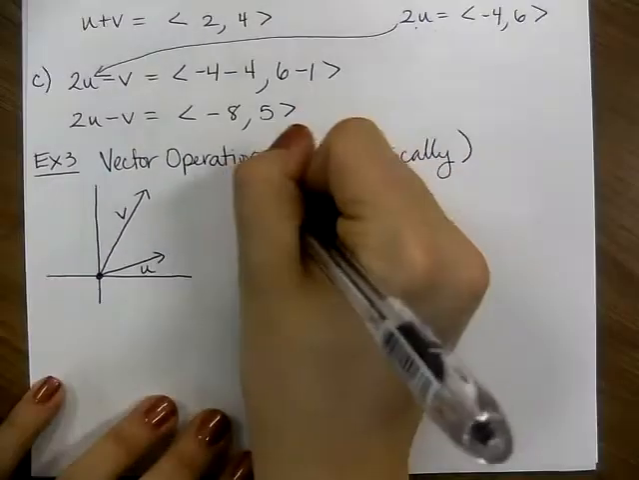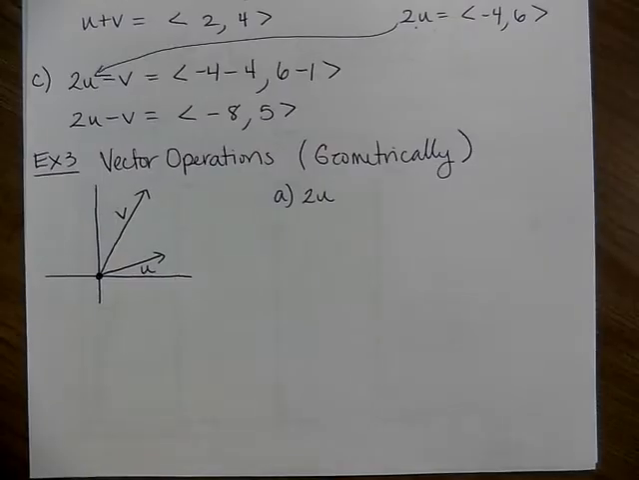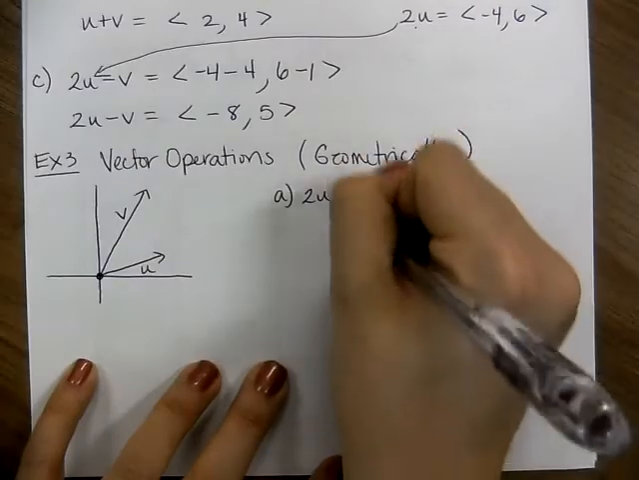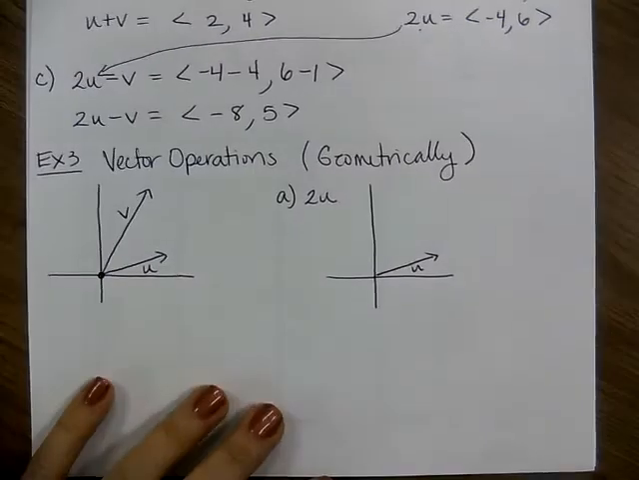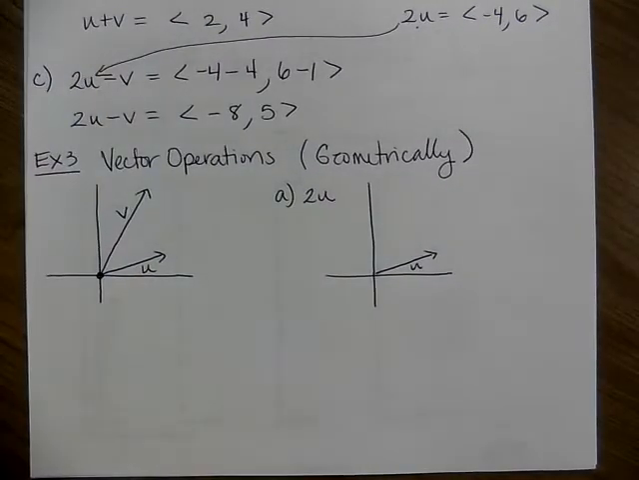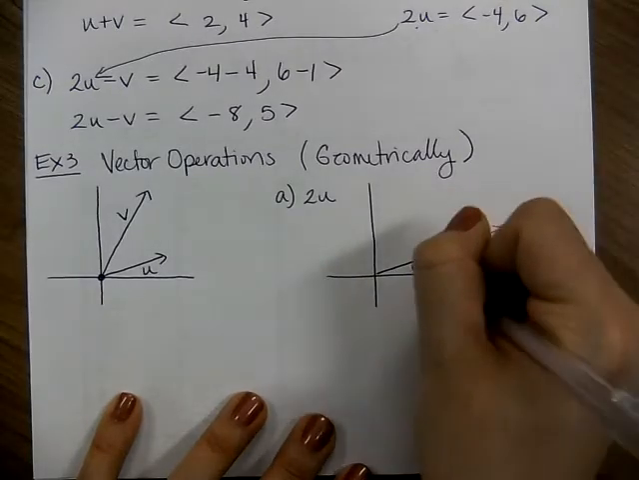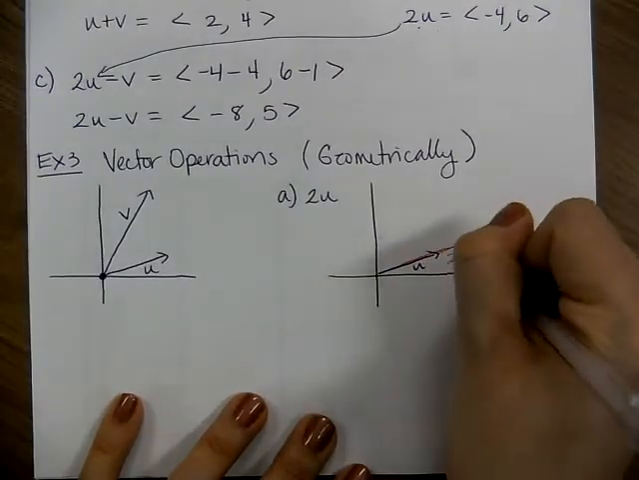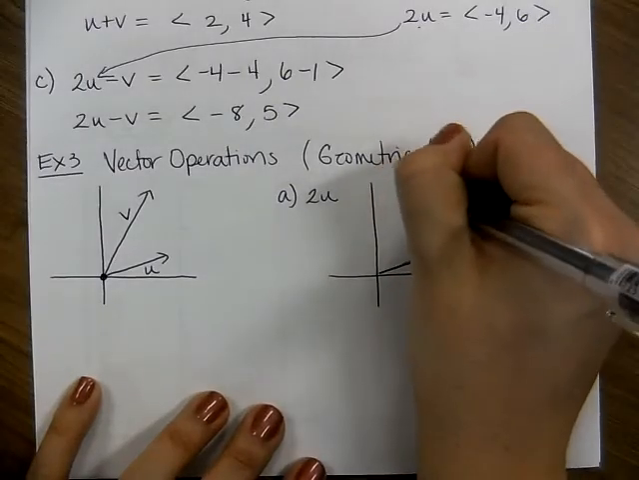If I want to find 2u now, think about what that means. Doesn't it mean just to double u, double the magnitude? So I'm going to start out with vector u and just copy it down like it was. So this is u. And now I just double the length of it. It's still going in the same direction, except now it's going to be double the length. So shouldn't it look like this? So this whole piece now is 2u. Maybe make yourself a note: twice as long, but same direction.